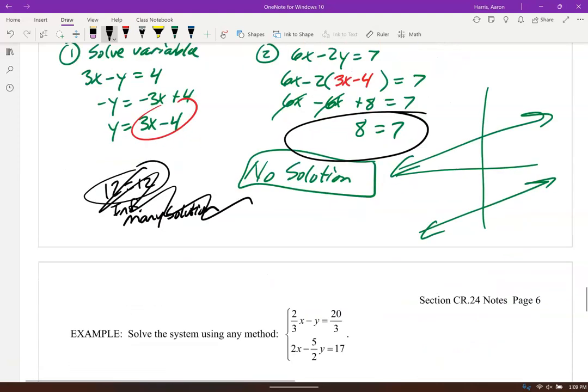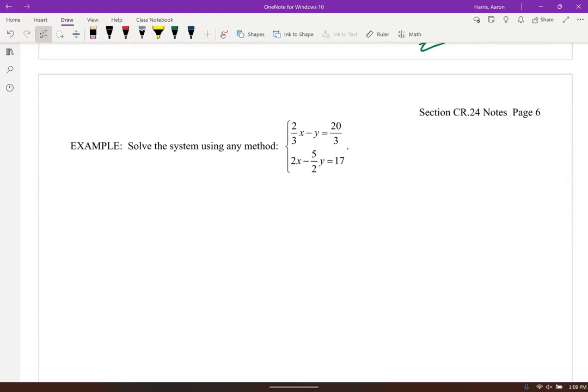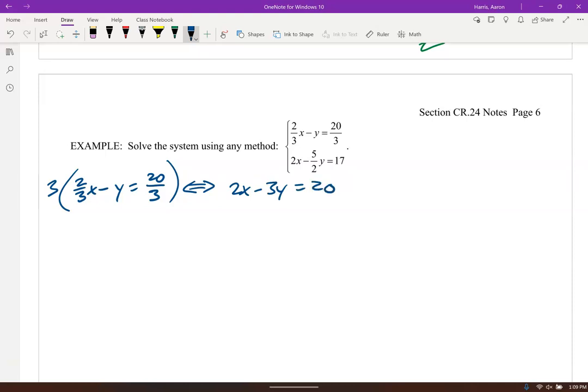All right, lastly, let's do one with some nasty fractions involved here. And what I'm going to do is I'm going to use elimination because I think that's a very nice way to get rid of the fractions. So what I'm going to do first is I'm going to multiply this one by 3 so I get rid of the fractions. And I have that. And then I'm going to take my lower one, this 2x minus 5 halves. Let me get rid of its fractions by multiplying by 2 on both sides.